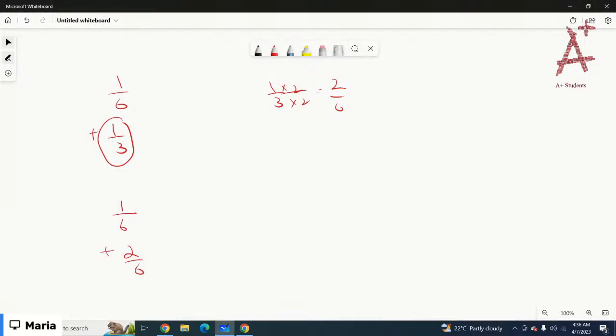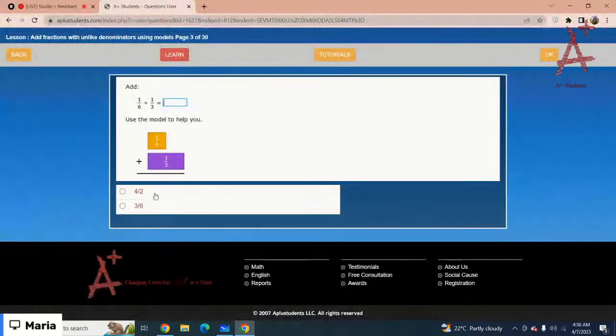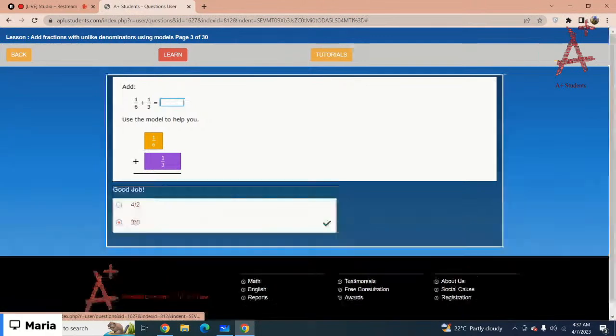They have now the same denominator. You have to add the numerators. So 2 plus 1 is 3. It would be 3 over 6. You can divide them by the common factor 3. It would be 3 times 1 is 3 and 3 times 2 is 6. Got it? It is 1 over 2. So the correct option is 3 over 6. They haven't divided it by 3. Got it? It would be 3 over 6.